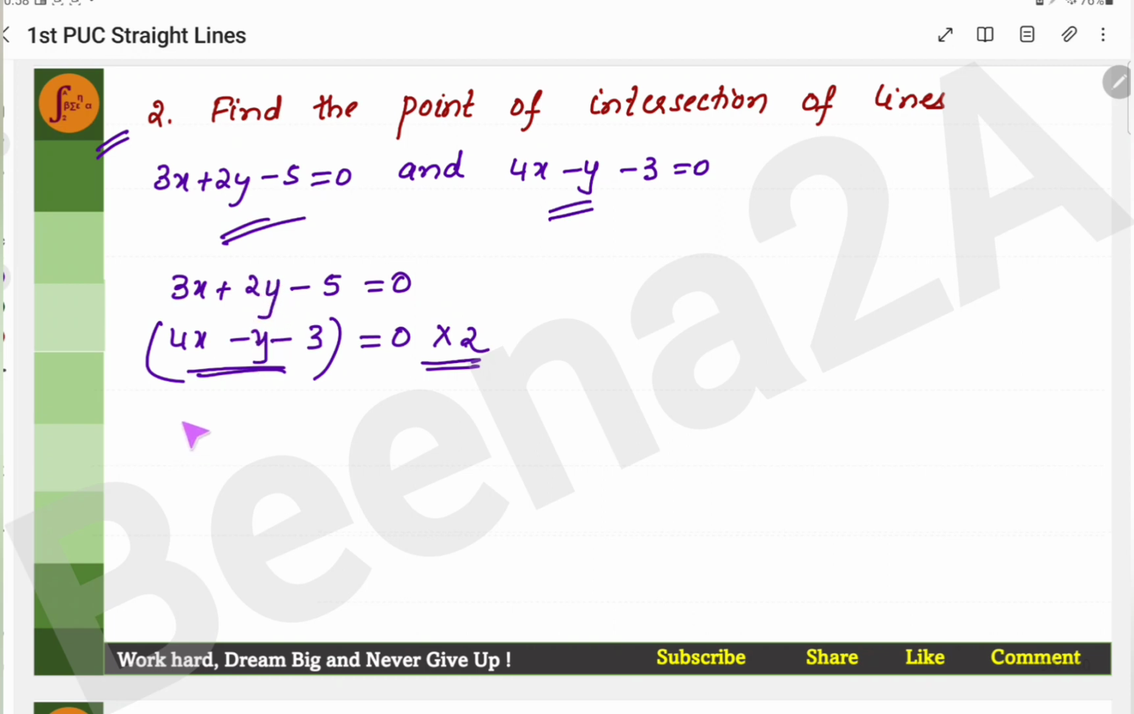So I'll copy down like this. 2y minus 5 is equal to 0. And this one I'll multiply. 2 into 4 is 8x. 2 into y, minus 3 into 2 is 6.